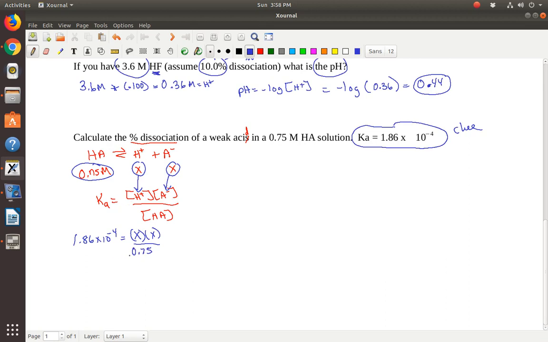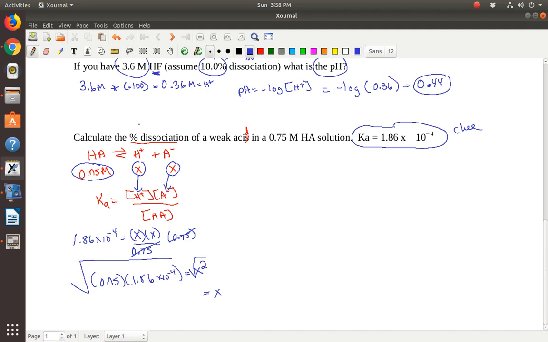So I multiply both sides by 0.75. And X times X is X squared. Okay? So the 0.75 cancels out there. And now I multiply this times this, and I take the square root. The square root is going to be X.